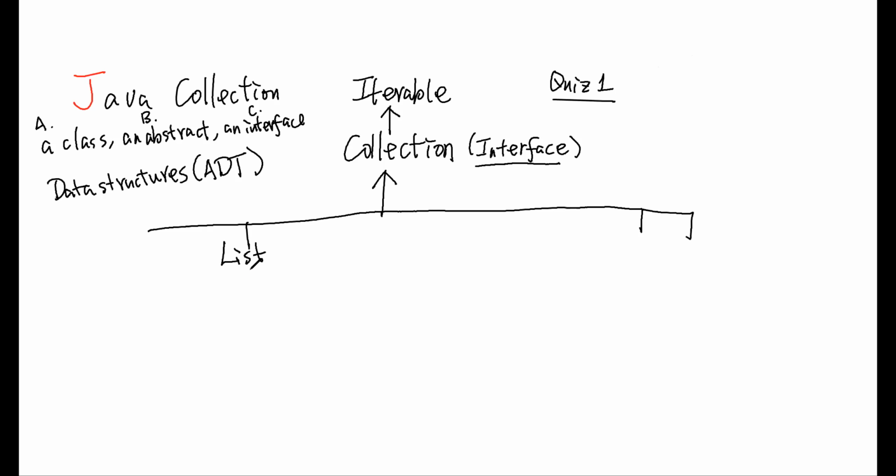Then under it, because we want to subdivide more based on different types of data structure, first we have list. You can also have set and map, but we are not going to discuss set and map interfaces in this class. So we focus on list. This is also an interface.